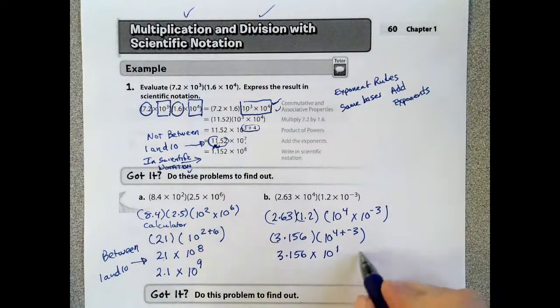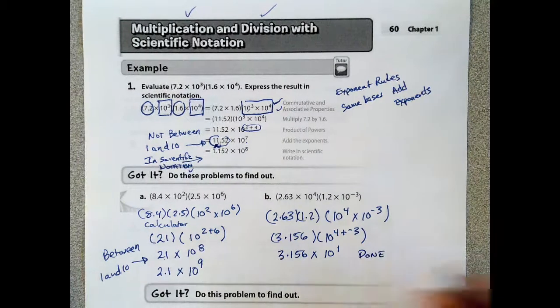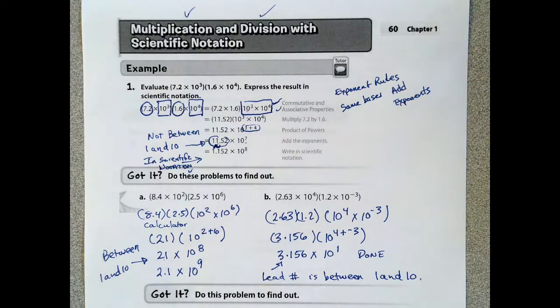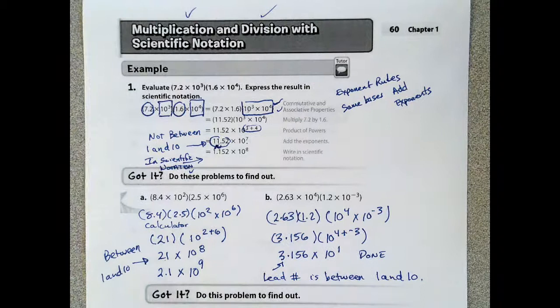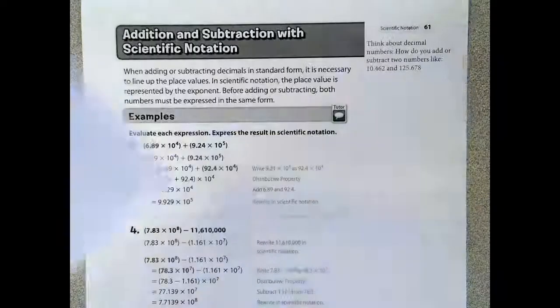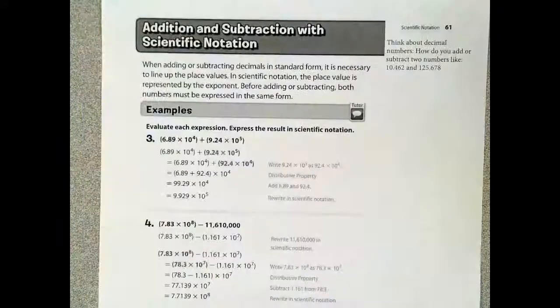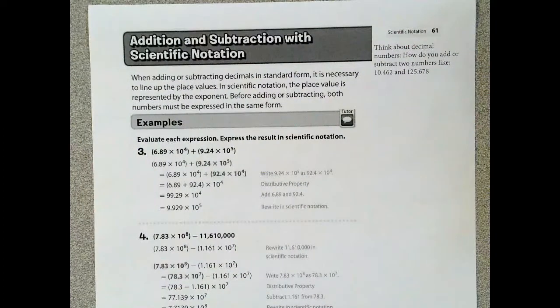And we're done. Why are we done? Because the lead number is between 1 and 10. So we're going to pause there and split this lesson into two. We'll finish with another lesson on adding and subtracting with scientific notation. We'll deal with that at a different time.